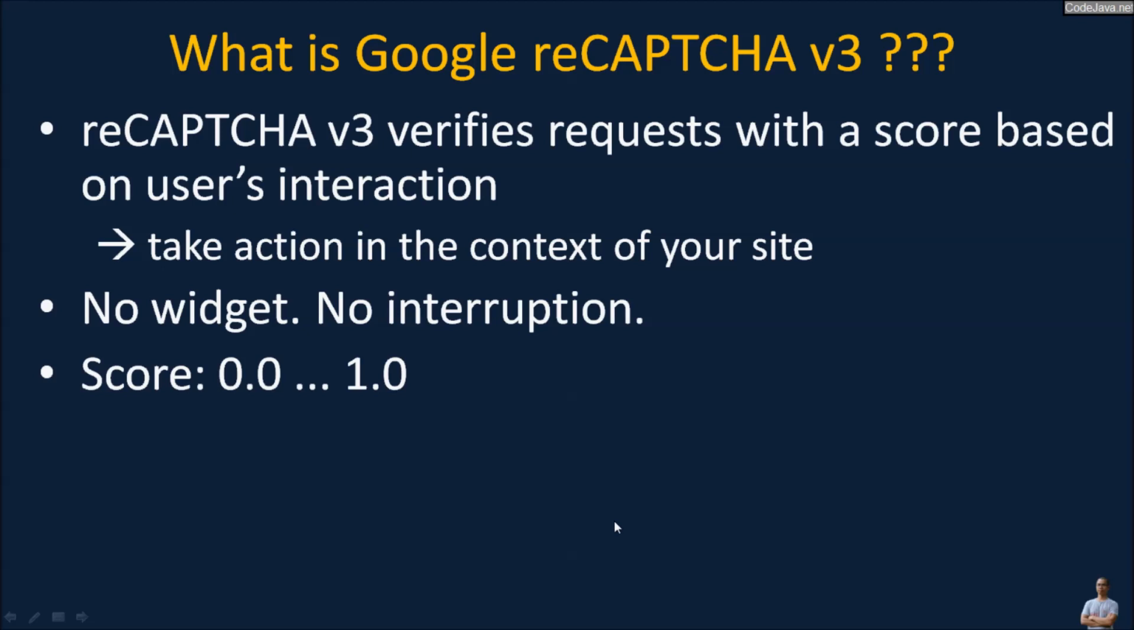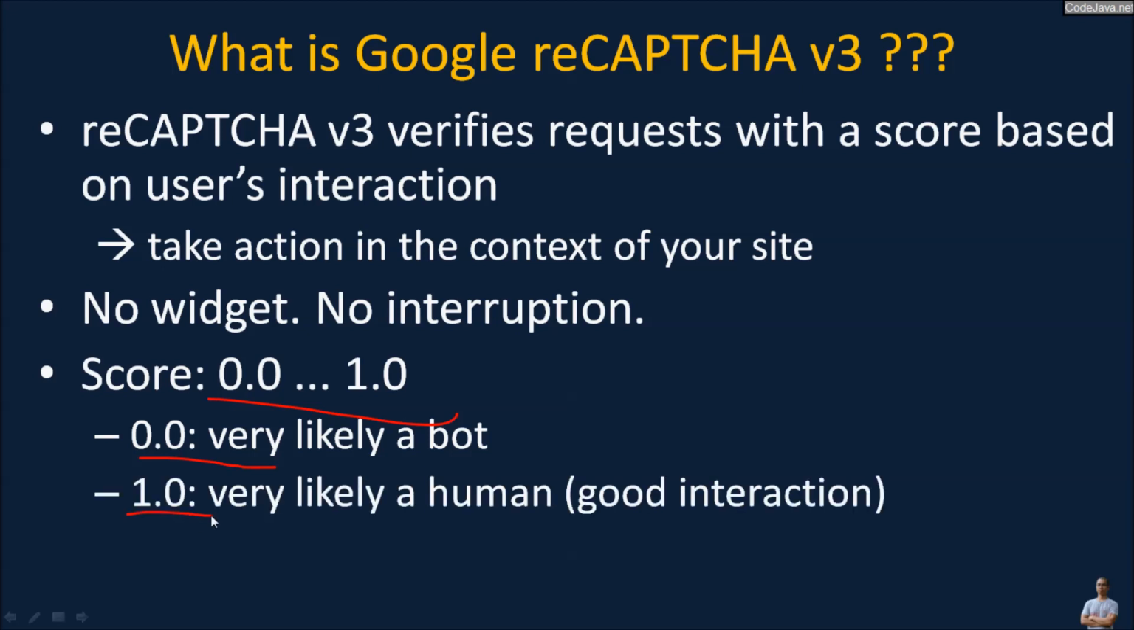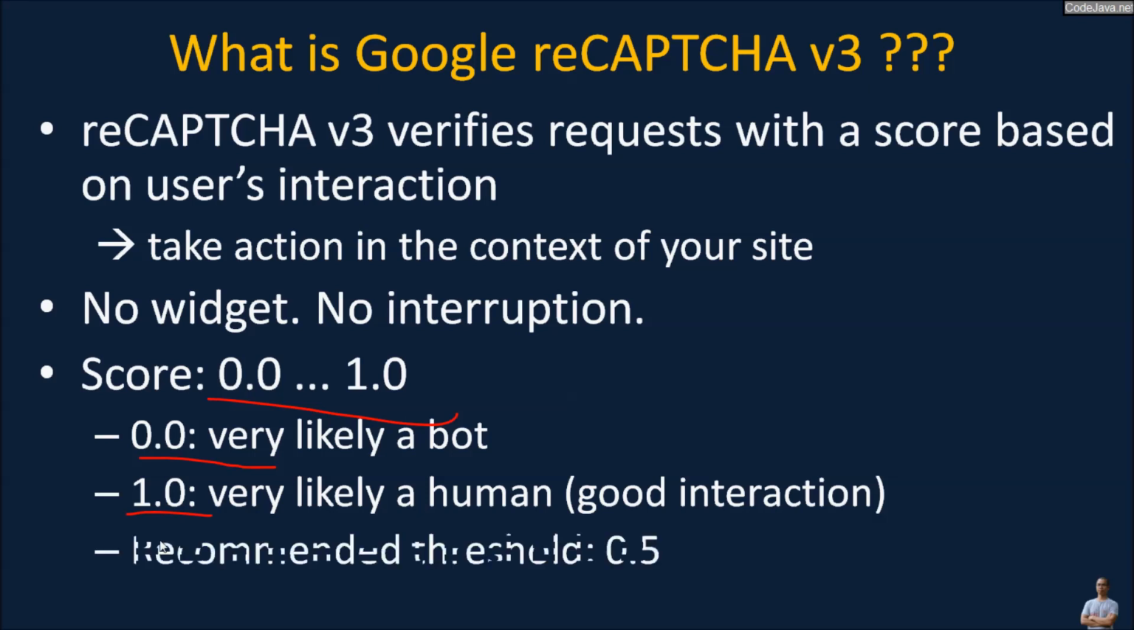The score is ranging from 0.0 to 1.0, in which 0.0 indicating the request is very likely a bot, and 1.0 indicating the request is very likely a human. Proves that it's a good interaction. And the Google reCAPTCHA documentation recommends developers to use a threshold of 0.5.